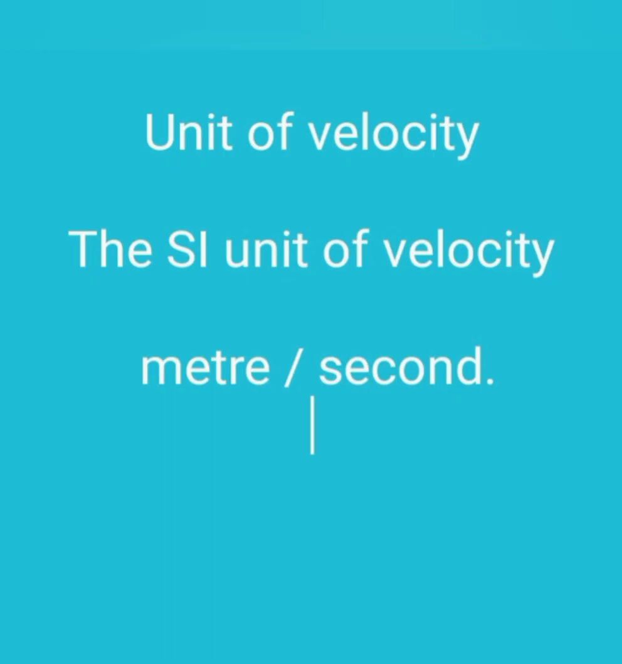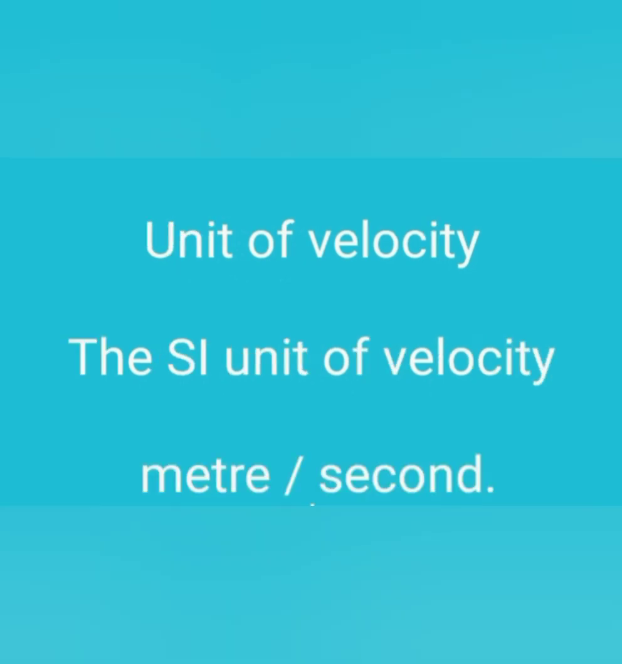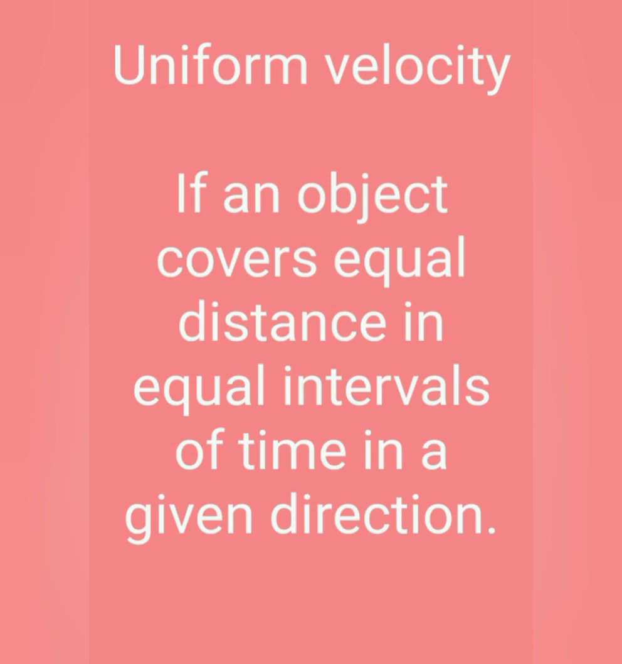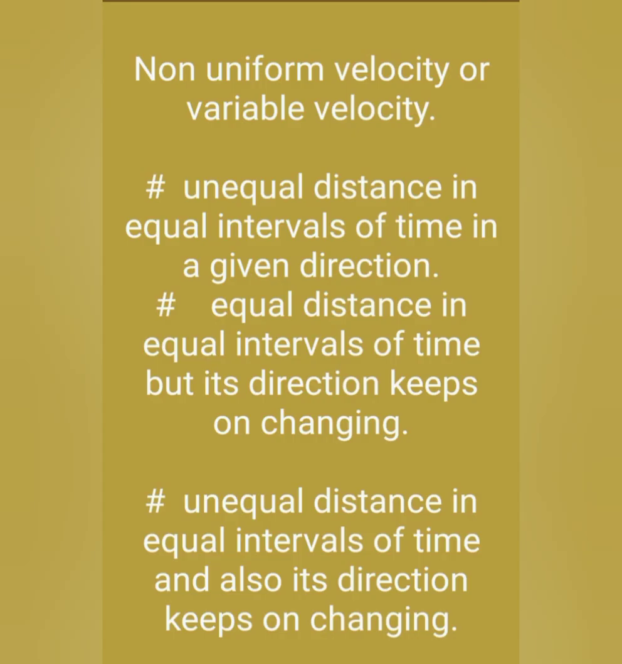The SI unit of velocity is meter per second, like speed, but velocity is a vector quantity. It has magnitude as well as direction. Now the next topic is uniform velocity. If an object covers equal distance in equal intervals of time in a given direction, it is said to have uniform velocity. For example, if an object moves a distance of 1 meter every second in the same direction, it is said to be uniform velocity. Now, non-uniform velocity or variable velocity.